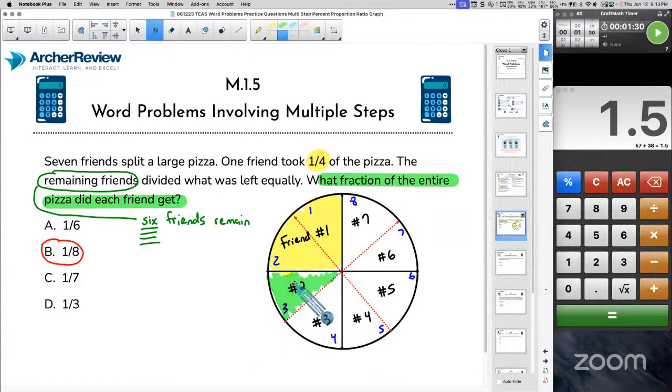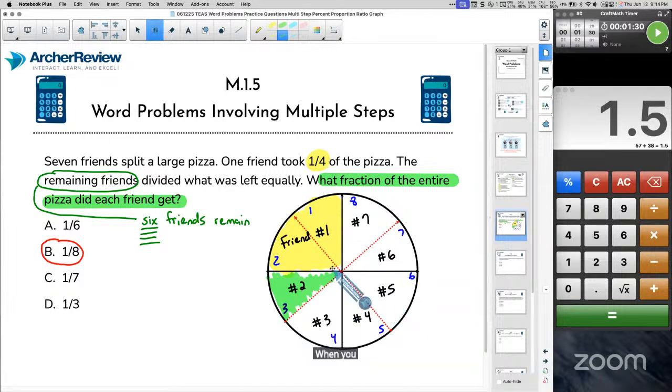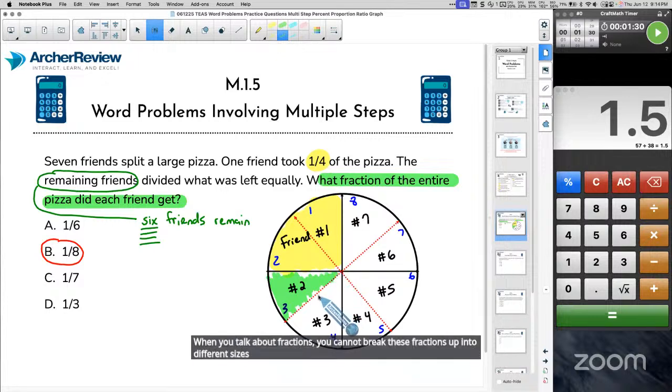is not getting 1 out of 6. They're not getting 1 out of 7. That green slice represents 1 out of 8 equally sized slices. When you talk about fractions, you cannot break these fractions up into different sizes and say one of them is a seventh or a fourth. They all have to be equally sized.